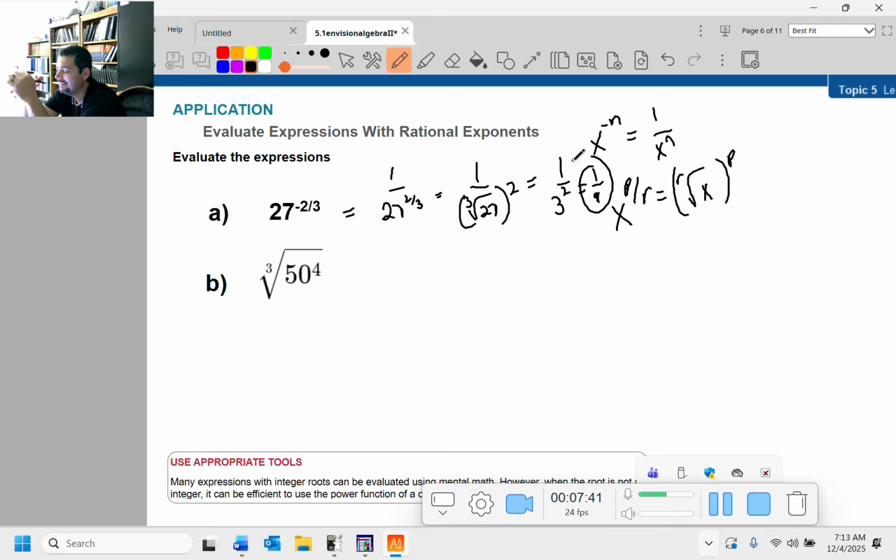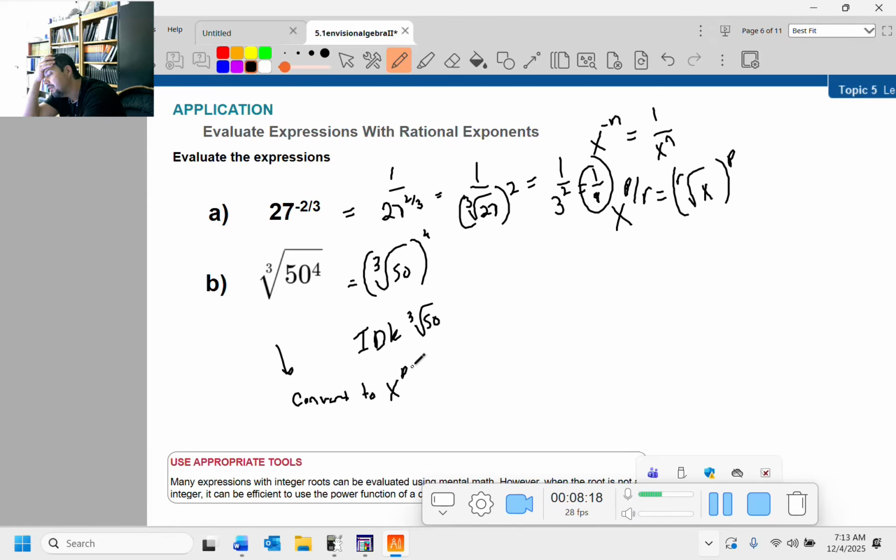That's not going to be easily done. The first one I could do with mental math. The second one, I can't. I could think of it as the cubic root of 50 to the fourth, but I don't know the cubic root of 50. And there's probably only one or two people on this entire planet who are nerdy enough to know this within a few decimal places, to be quite honest with you. You're not supposed to. Why would you? So in a situation like this, we convert to x to the p over r and push buttons.